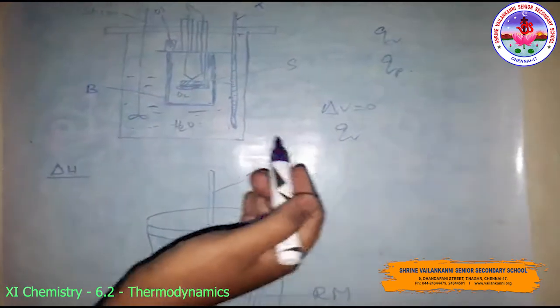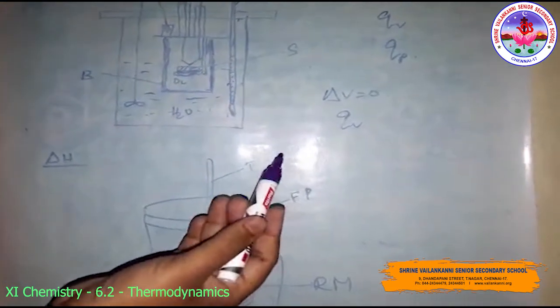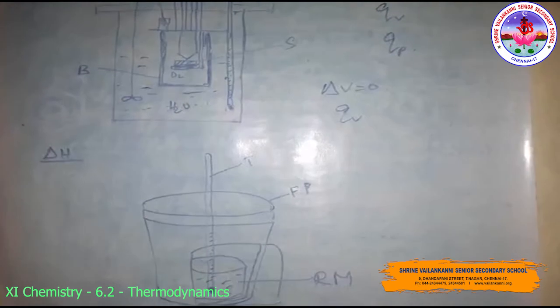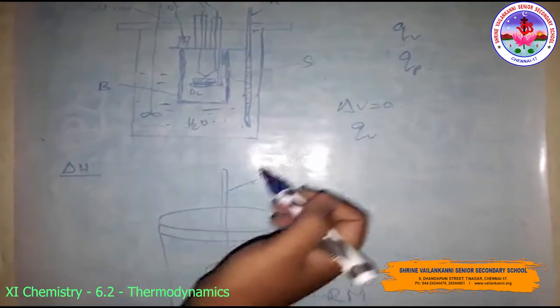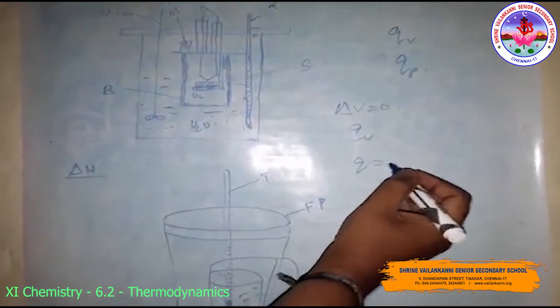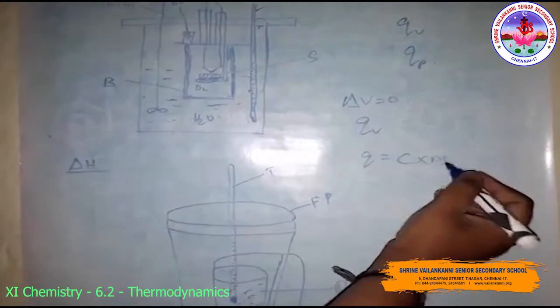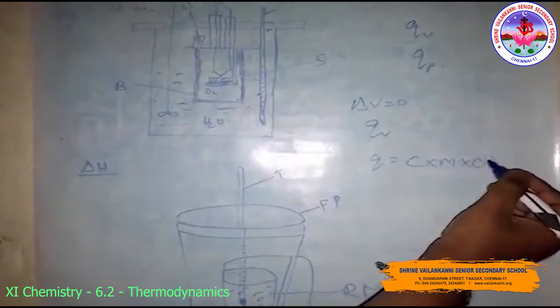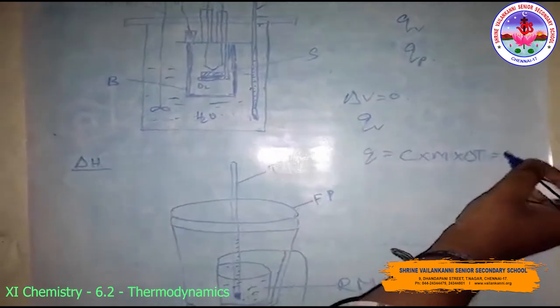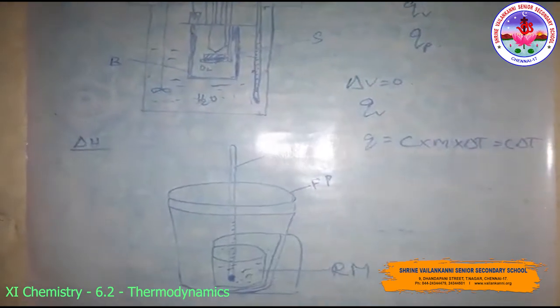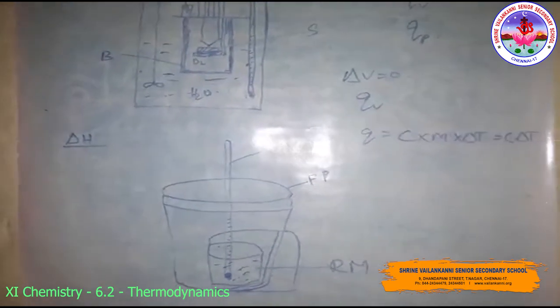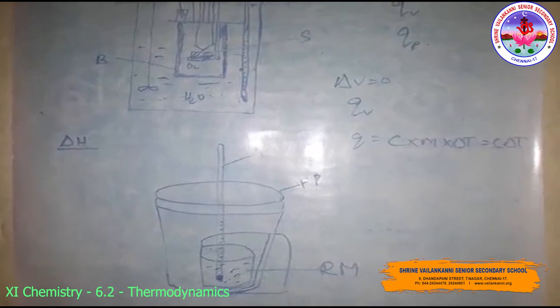By using the known heat capacity of the calorimeter, with the help of the equation we already know, Q is equal to C into m into delta T, which is C delta T. So Q is equal to C delta T. Using this equation, we can calculate delta U.